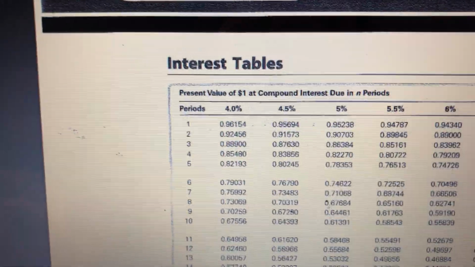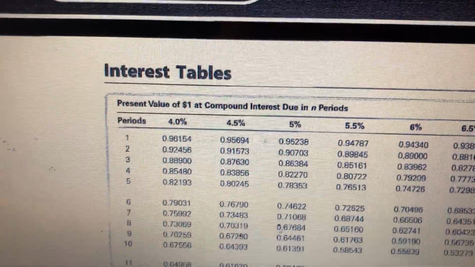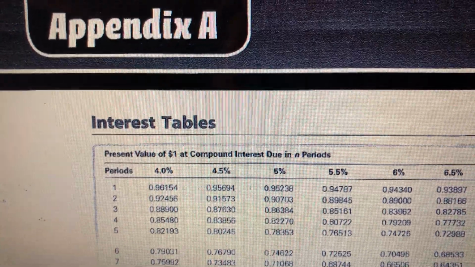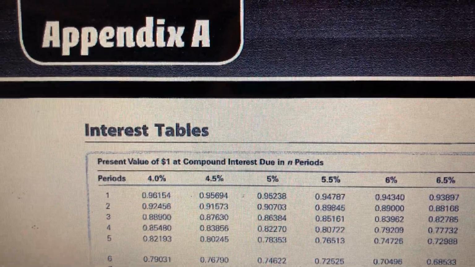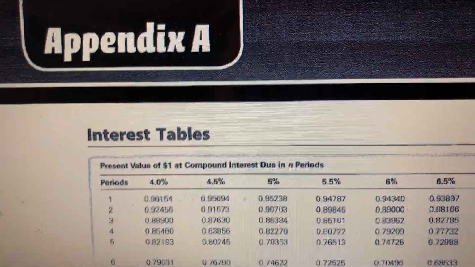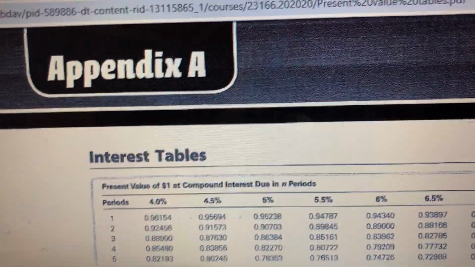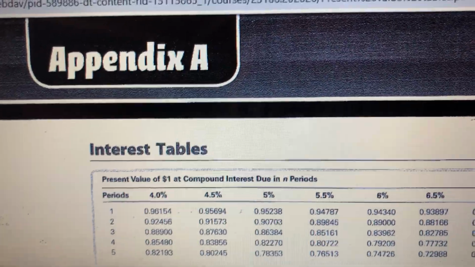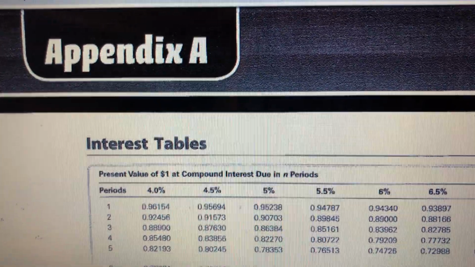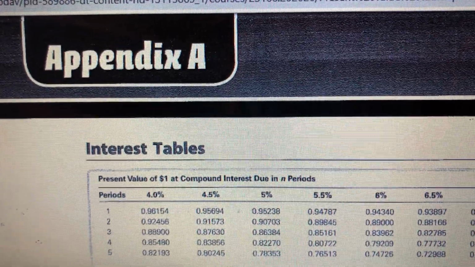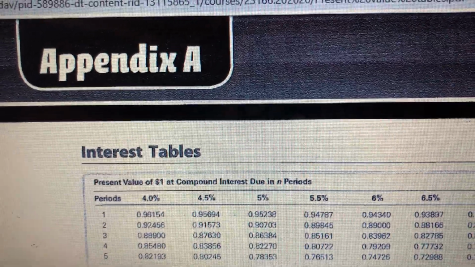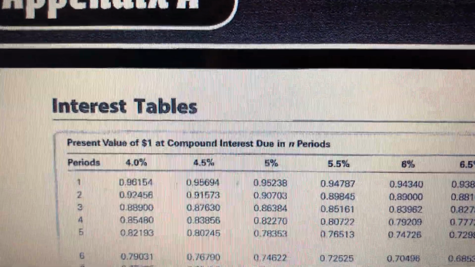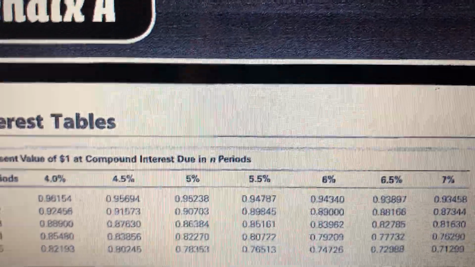If you pull this up, there's going to be 4 pages. Present value of 1 at compounded interest. Compounded interest means that you've invested money and it earns interest over a period of time. But what we're doing with present value is we're actually pulling out the interest, so we're going to call this discounted. This particular table, the first 2 pages, has time frames on the side, and then across the top you have percentages.